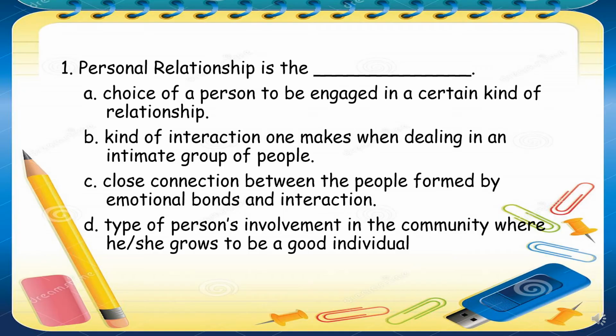1. Personal relationship is the blank. A. Choice of a person to be engaged in a certain kind of relationship. B. Kind of interaction one makes when dealing in an intimate group of people. C. Close connection between the people formed by emotional bonds and interaction. D. Type of person's involvement in the community where he or she grows to be a good individual.